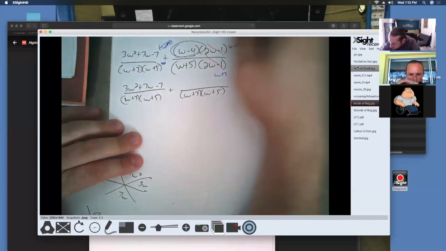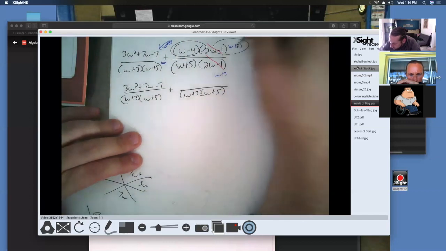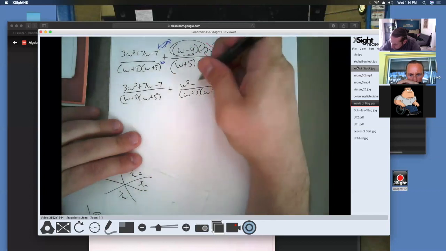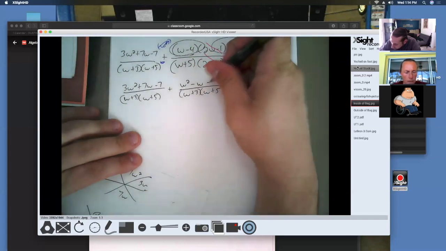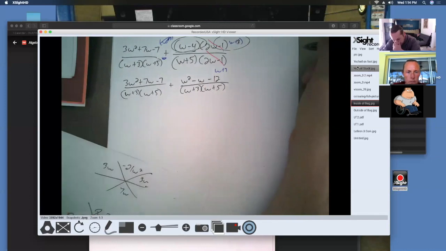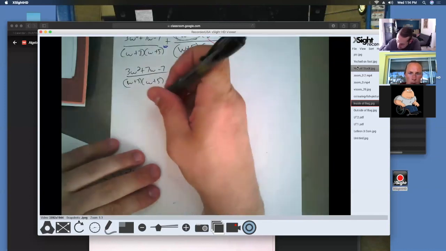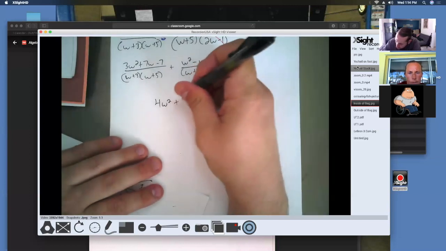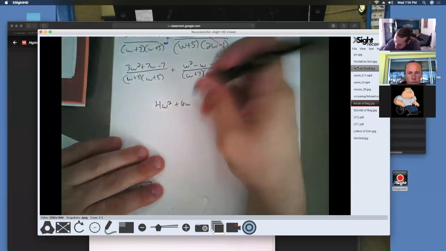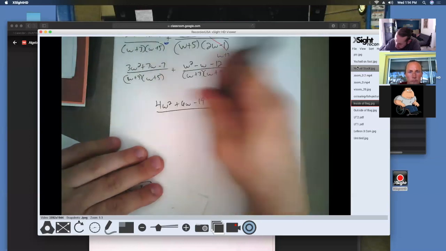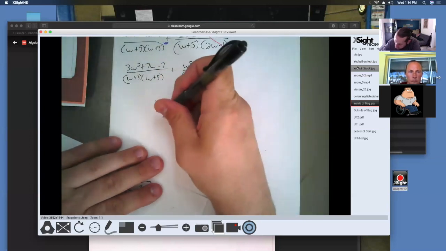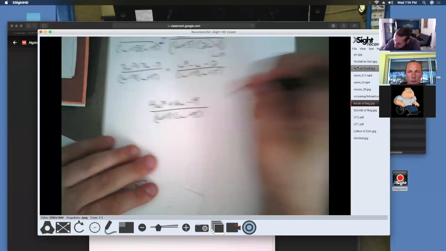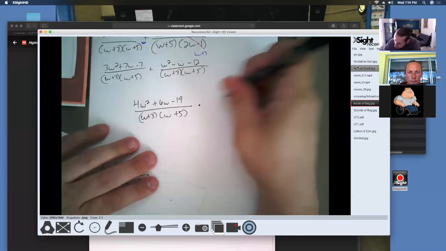Now, when I multiply this out, it's going to be w squared minus w minus 12. Now I can combine like terms up top. I get 4w squared plus 6w minus 19. That is over w plus 3, w plus 5. I'm multiplying that by this.